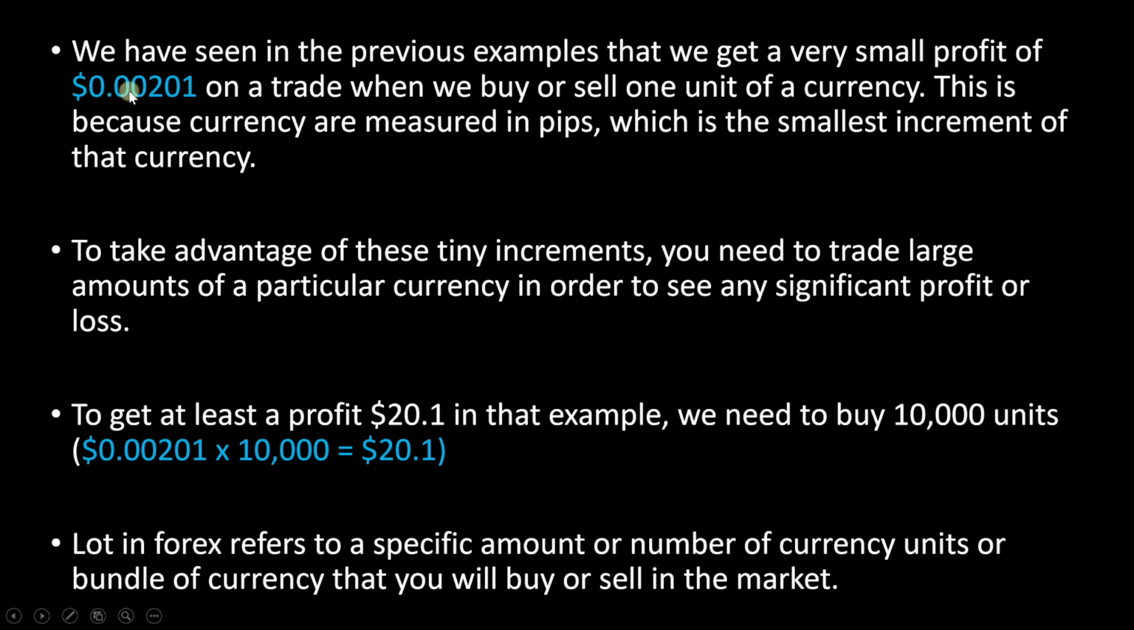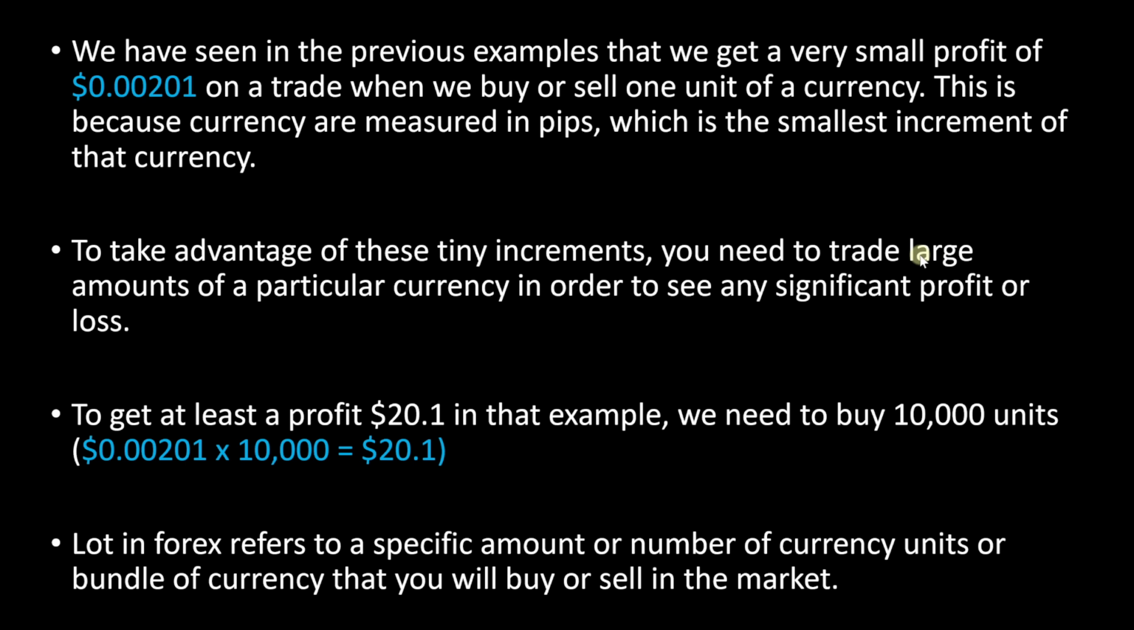As you can see, 0.0021 over $1 is a very, very small profit. We'll see what a lot size is and why lot size can make us rich when we are trading Forex using the smallest trades. Now, to take advantage of these tiny increments, like 0.000201, you need to trade a larger amount of a particular currency to see any significant profit or loss. So that means if you make 0.001 over $1, then it will be nothing, right? But if you use that tiny increment on a lot size, then we'll see how you profit more.